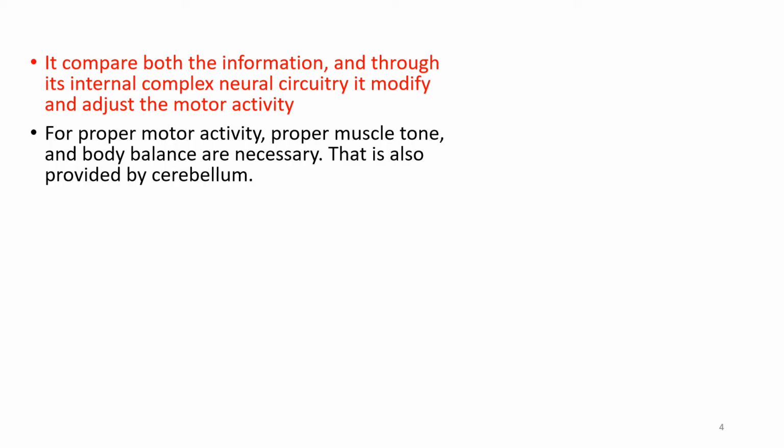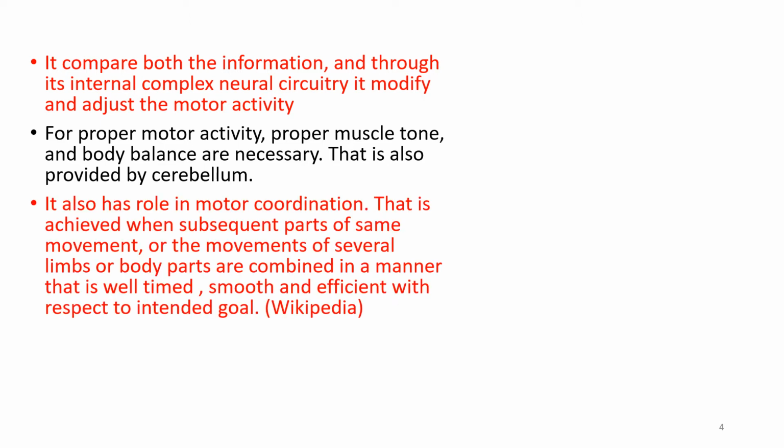For proper motor activity, proper muscle tone and body balance are necessary. That is also provided by the cerebellum. It also has a role in motor coordination, which is achieved when the subsequent parts of the same movement, or the movements of several limbs or body parts, are combined in a manner that is well-timed, smooth and efficient with respect to the intended goal.